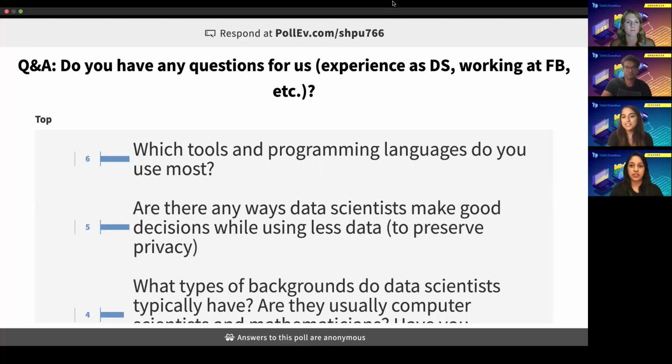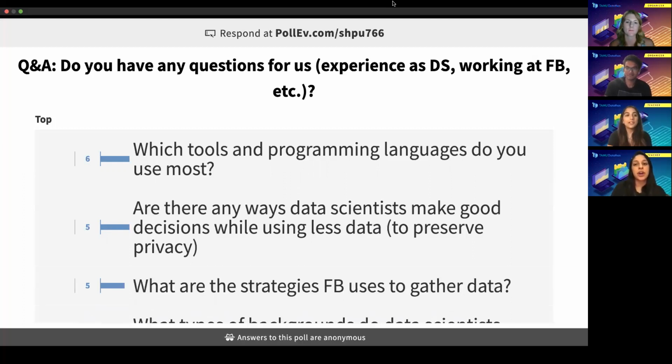What are the strategies Facebook uses to gather data? Strategies. So well, yeah, go ahead.